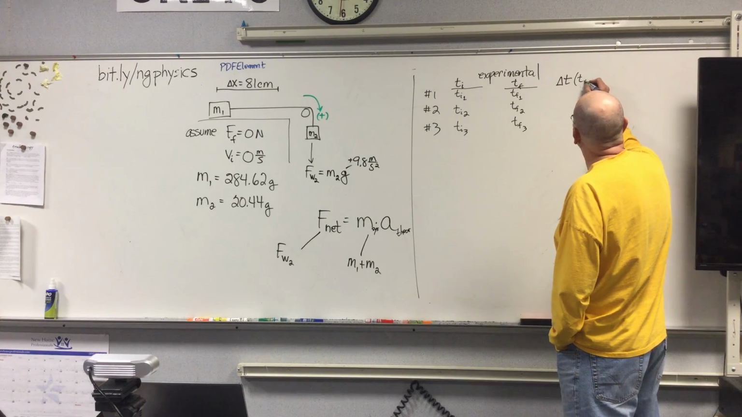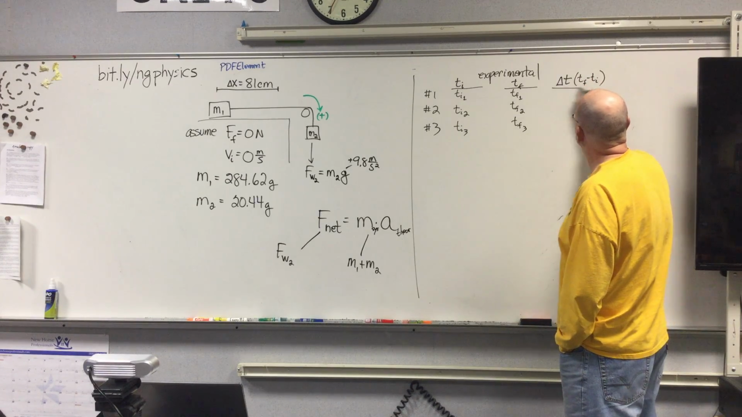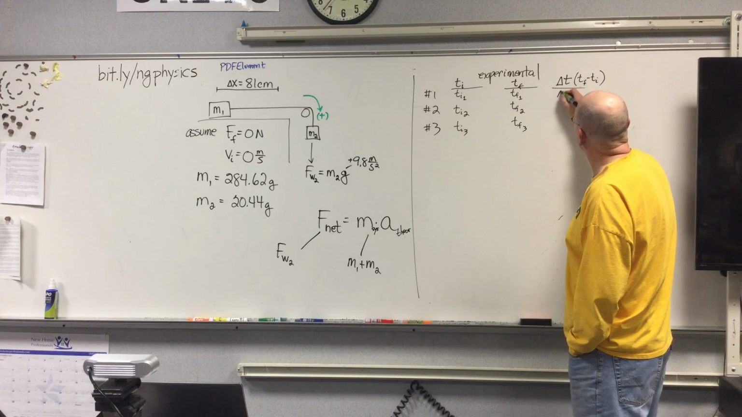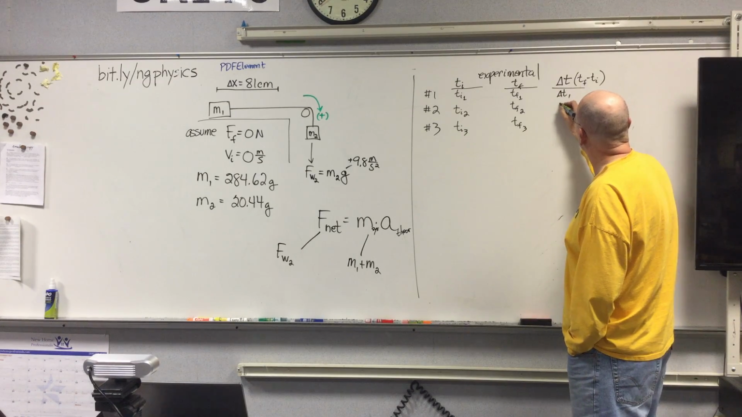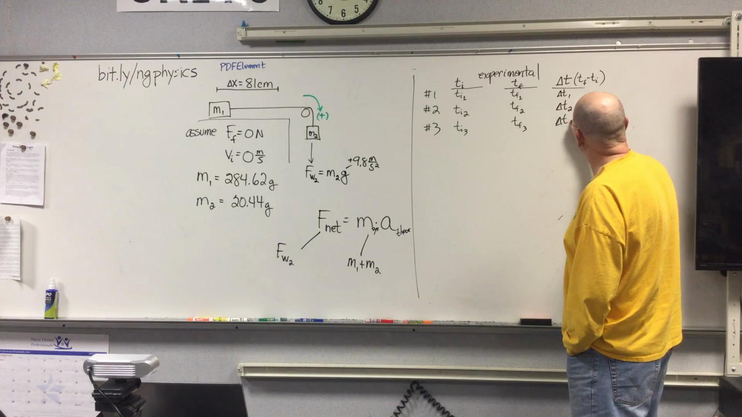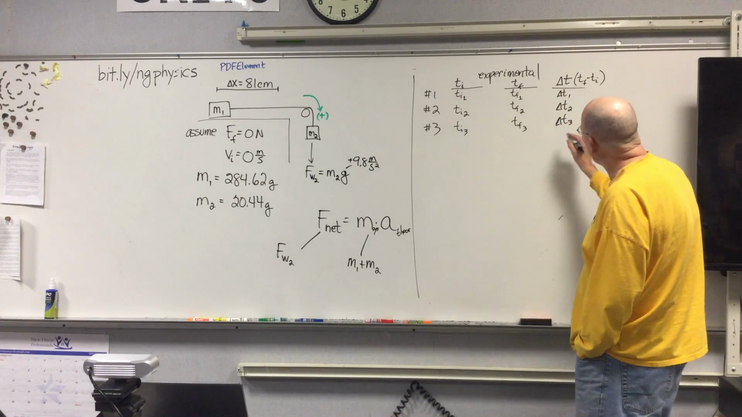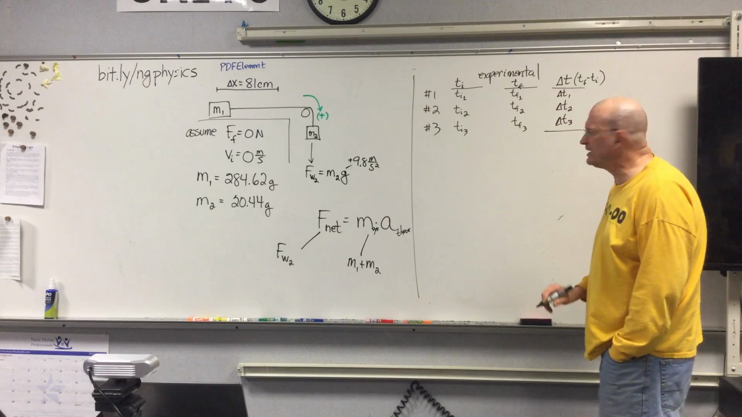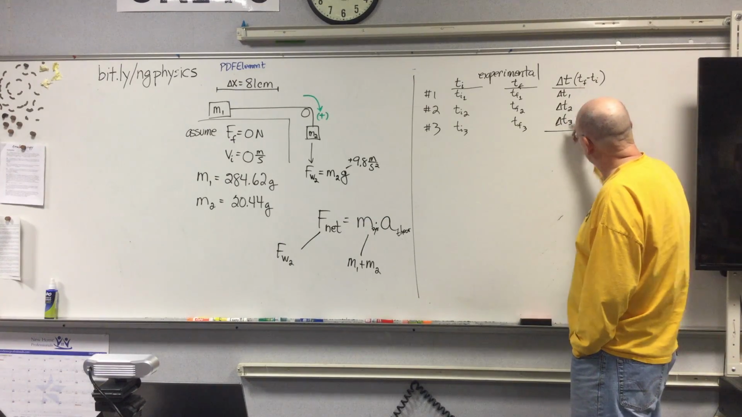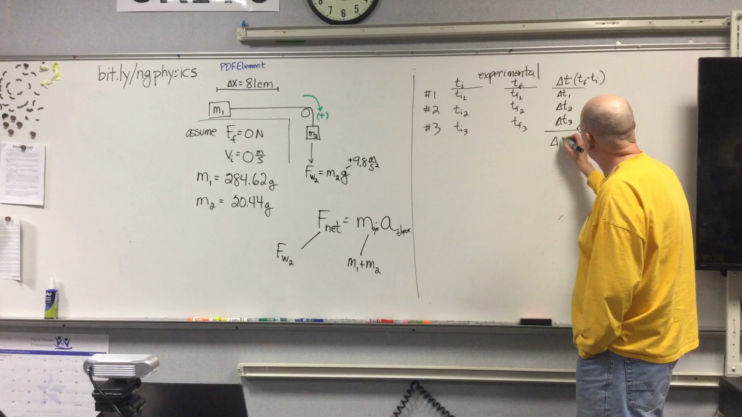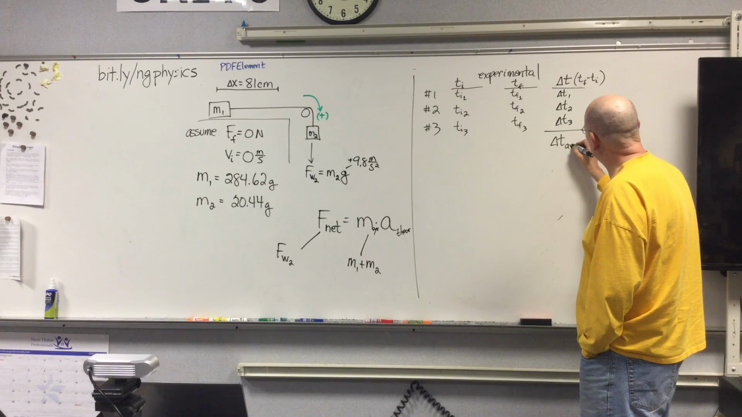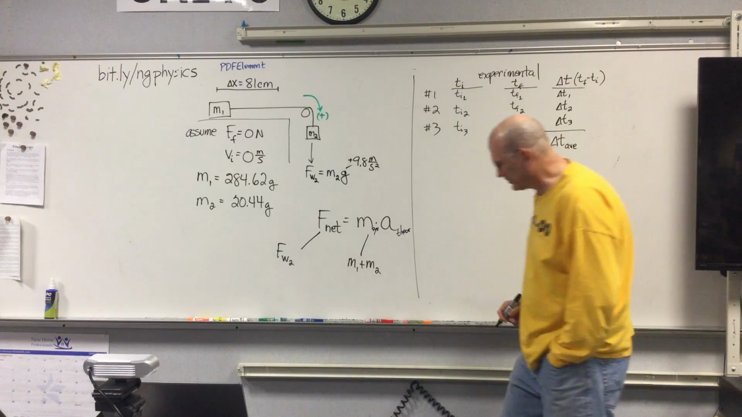Is we are going to take our final time minus our initial time, so we will have what we call delta t1, delta t2, and delta t3. Once you calculate all of these, we want to, using those 3 values, calculate an average delta t.